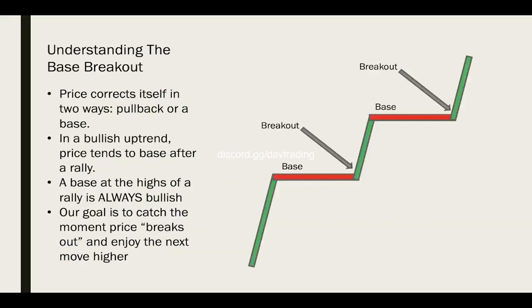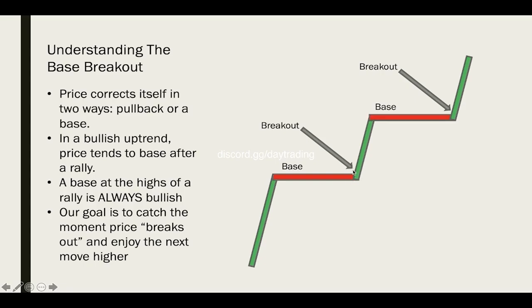So let's understand the anatomy of the base breakout. We kind of looked at this before, but let's try to get a deeper understanding. Like we talked about, price corrects itself either through a pullback or through a base. In this case, we're talking about the base. So after a large rally higher, we have a base where price is not trading above or below this price range. We're just sort of chilling at the highs of this rally. Our goal as traders is to find the moment that price breaks out of this range and continues higher. So we want our entry right here.